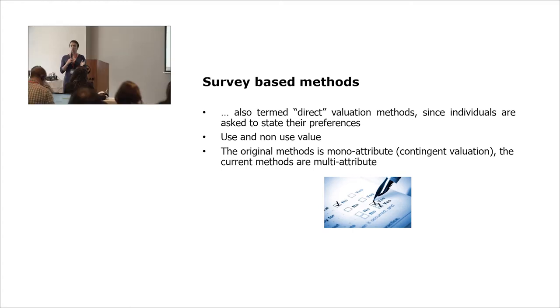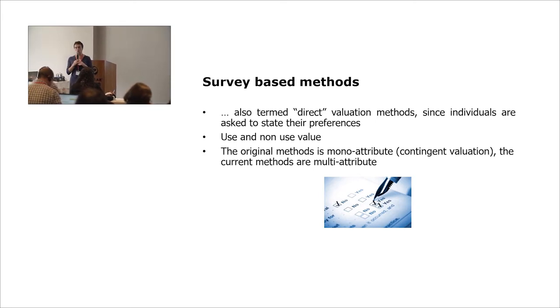It's important for me to clarify now that we can see contingent valuation as a mono attribute. Sounds a bit awkward, but I'll clarify why. It is a mono attribute survey method. Why is it a mono attribute method? Because later on we will discuss choice modeling, and choice modeling is the multi attribute valuation method. What's the implication? That contingent valuation is just a special case of choice modeling.